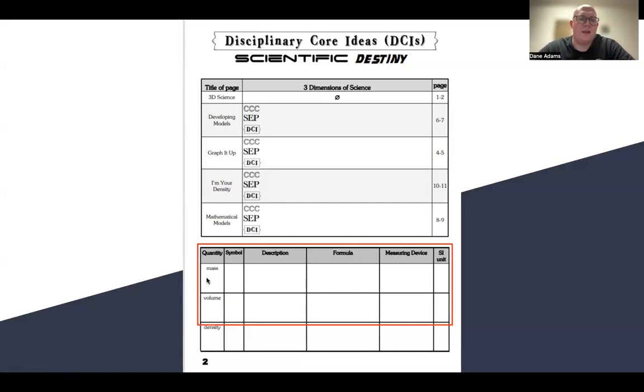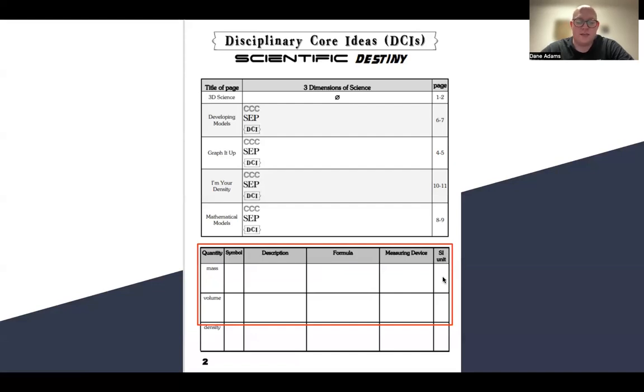All right, for mass, we should have a symbol of M, and a description. I think we said last week that mass really describes the amount of matter that an object contains, and you could have said the amount of stuff, the amount of particles, the number of atoms. Those all really communicate the same message. We don't have a formula yet for mass. We'll get to that later. Our measuring device for mass is a balance scale, and our SI unit for mass is kilogram.